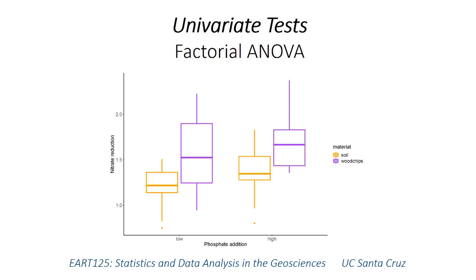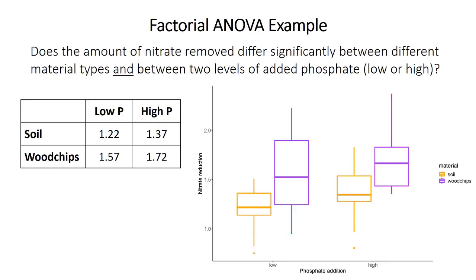This video introduces factorial analysis of variance, or ANOVA, which is a technique that you might use to evaluate whether some continuous outcome differs significantly between groups when those groups are based on two or more variables. So, for example, does the amount of nitrate removed differ significantly between groups based on both material type and on two different levels of added phosphate? So soil at high phosphate, soil at low phosphate, wood chips at low phosphate and at high phosphate, for example. Each has its own group mean. We want to know, do those group means differ significantly from each other?